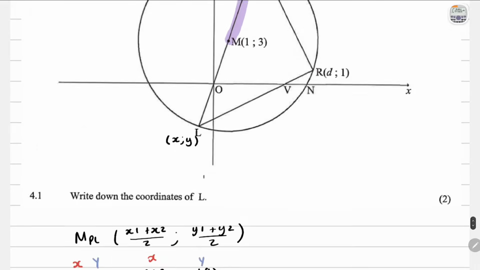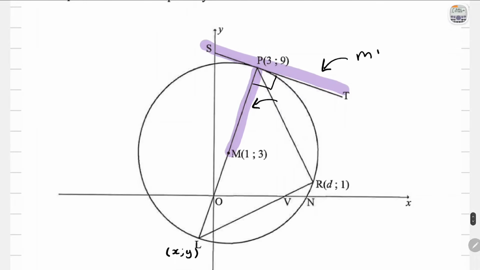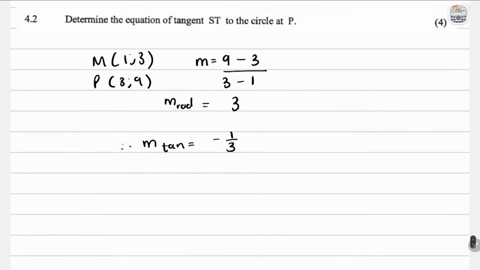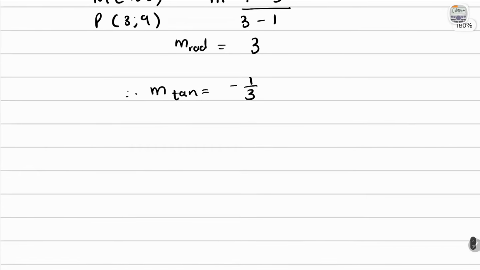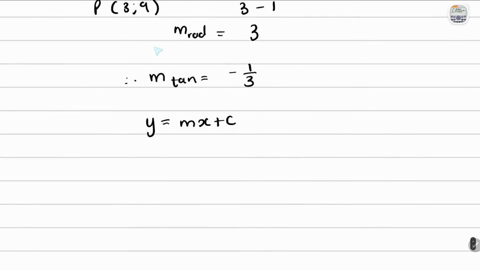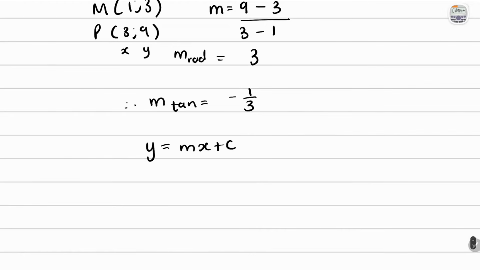Now that we know the gradient of the tangent, to find the equation of this tangent, you already have a point. So we can just use that point and the gradient to find it. So the point is P, (3, 9), which we have here. And we can just use y equals mx plus c, since I always use the other one. So that's your x and that's your y value. That's P, the point on the tangent.